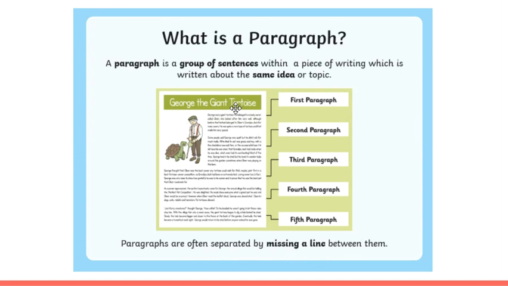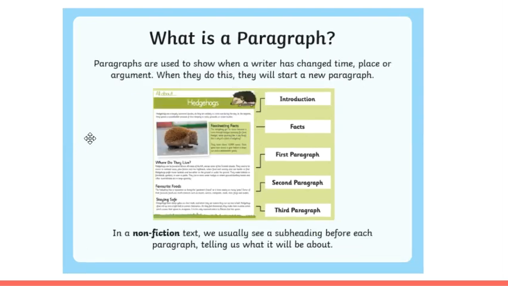So in this example of George the Giant Tortoise, you've got the first block is the first paragraph, and another block of writing, which is a second, and so on. So each little block of writing is a different paragraph. And they're used to show when a writer has changed time, place, or argument. So when a writer does this, they'll start a new paragraph.